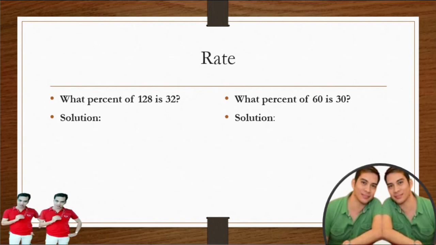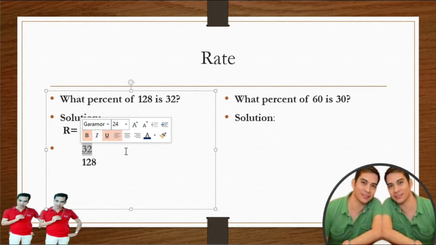Another one, what percent of 128 is 32? So this is the solution. We're going to find the rate. R equals percentage over base. So substitute lang po natin. Percentage is 32. Then over 128 is the base. So pag dinivide po natin yan, 32 divided by 128. So sabi ko nga kanina, para mas mapabilis yung pagsagot, you are going to multiply 32 times 100 equals 3,200.